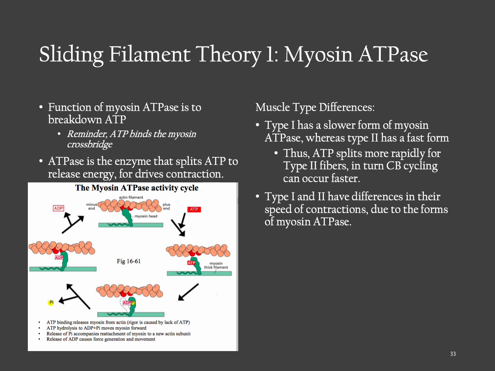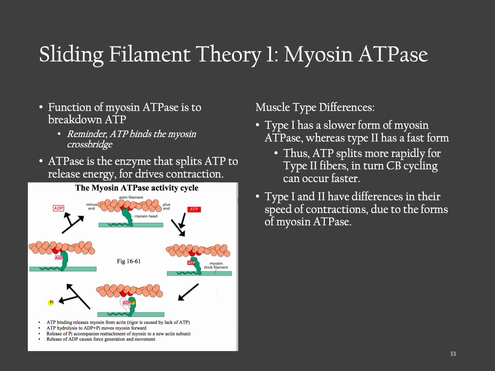So let's talk about the process of actin and myosin binding and an enzyme called myosin ATPase. The function of myosin ATPase is to break down ATP. Now, a reminder that ATP binds to the myosin cross-bridge. So ATPase is an enzyme that splits ATP to release energy that will drive this power stroke, drive the contraction.